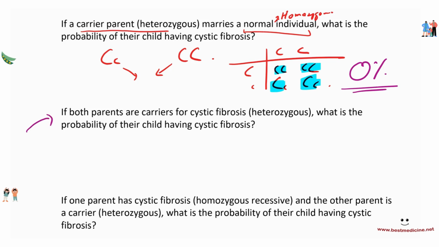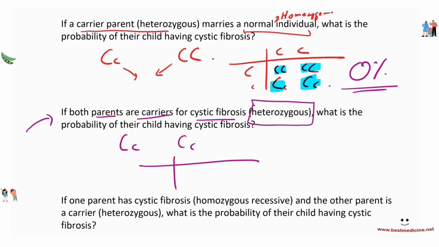What about this one? If both parents are carriers for cystic fibrosis, so both parents are carriers, right? That's our genotypes. What is the probability of the child having cystic fibrosis? So let's have a look, right? Let's write down the genotypes of the parents first. So one of the parents is going to be capital C, small c, and the other parent is also going to be capital C, small c. And what we get here is big C, small c, big C, small c, and we cross them together.